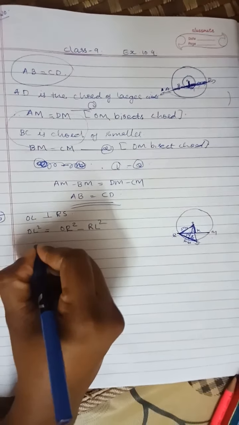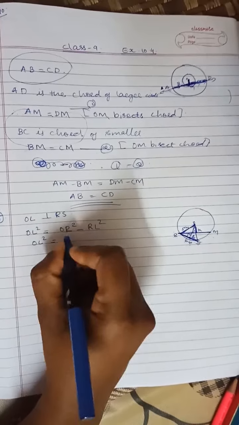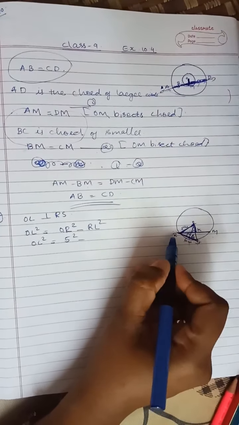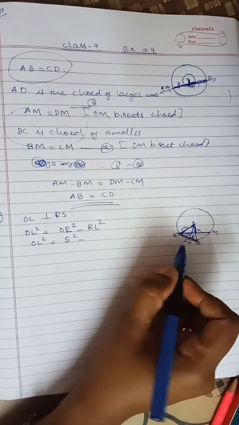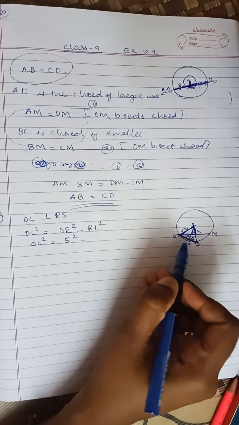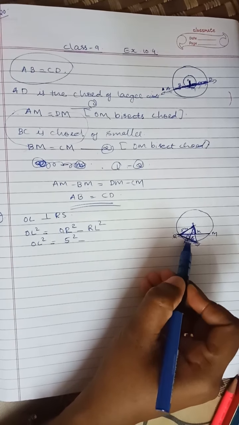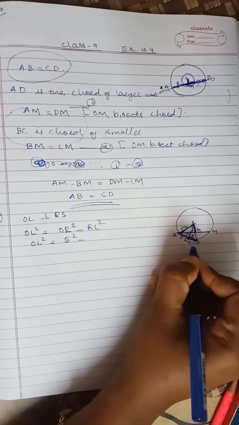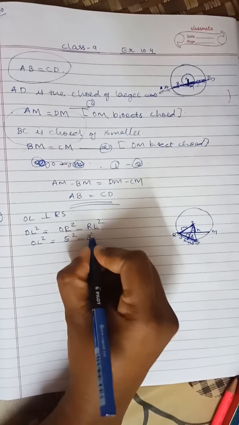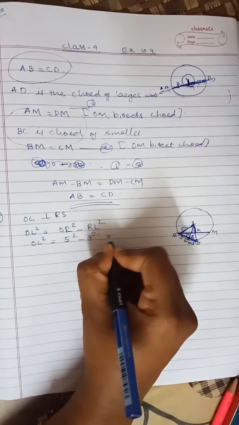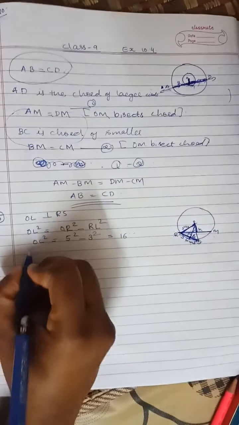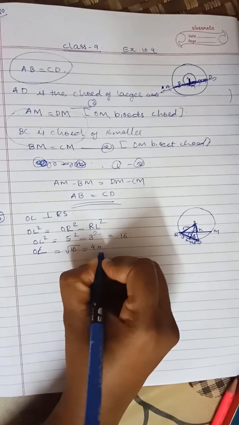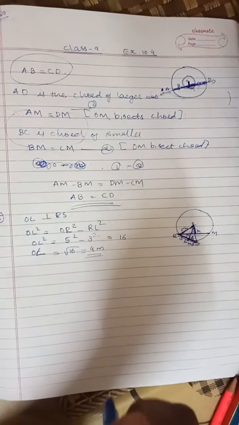OL square is equal to OR, here we have that is 5. 5 square minus RL square. Correct? This is the perpendicular line from the center of the circle to the chord, so this line is dividing RS into two equal parts. It is bisecting. So here it is 3, here it is 3. So RL is equal to 3. 5 square minus 3 square is equal to 25 minus 9 is equal to 16. So OL is equal to root of 16 is equal to 4 meter. Now we got OL is equal to 4 meter.